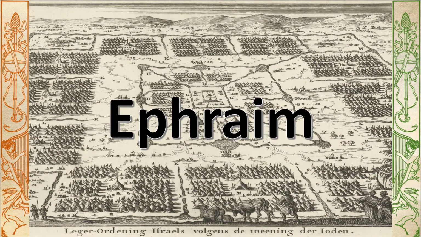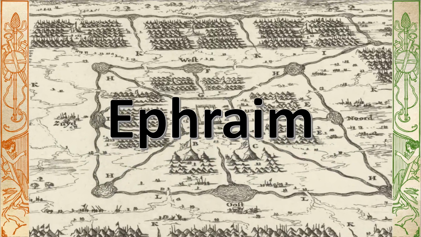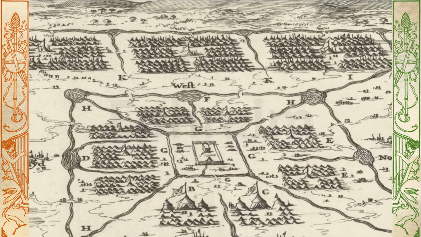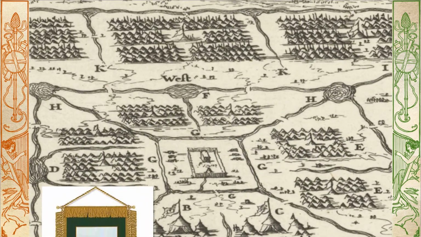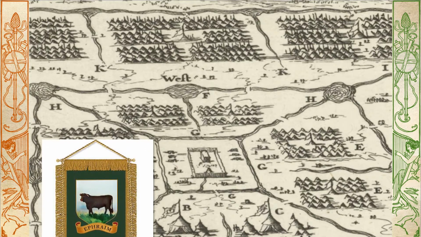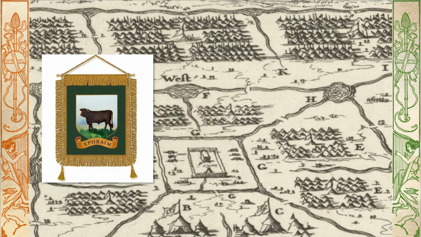The banner of Ephraim is dark green, and the design is that of an ox. The name Ephraim means twofold increase, very fruitful. The ox denotes patience, industry, and strength. The banner of Ephraim was the leading standard of the Western Division. Ephraim stepped into the inheritance of his father Joseph and was elevated into one of the leading tribes of Israel.